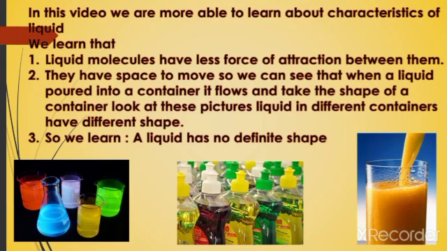So we can see that when a liquid is poured into a container, it flows and takes the shape of the container. Look at these pictures. Liquids in different containers have different shapes. Juice in a glass and many sanitizing bottles with different colored liquids are in different shapes, and the liquid takes the shape of the container just because of the weak force of attraction between the molecules. So we learn that a liquid has no definite shape. This is its first property.